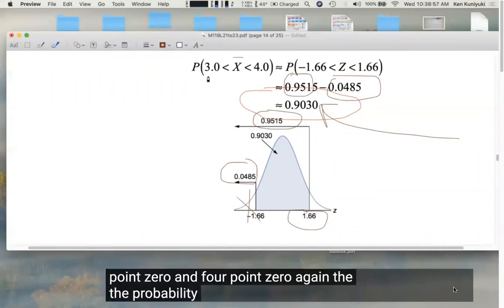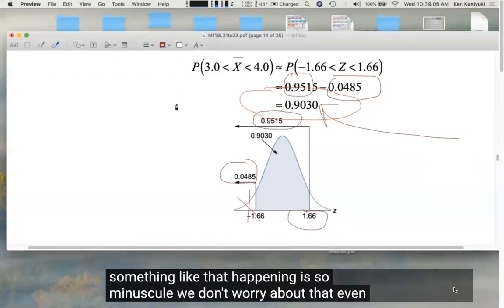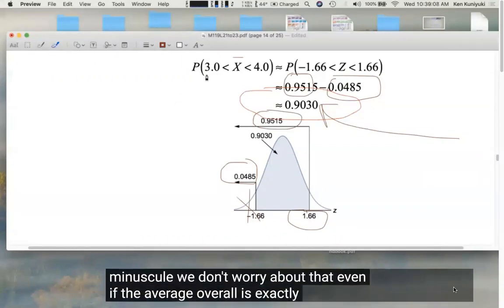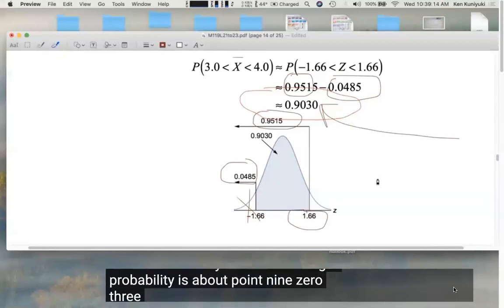Again, the probability of something like getting 32 threes or 32 fours is so minuscule, we don't worry about that. Even if the average overall is exactly 3.0 or 4.0, we don't worry about that. All right, probability is about 0.9030.